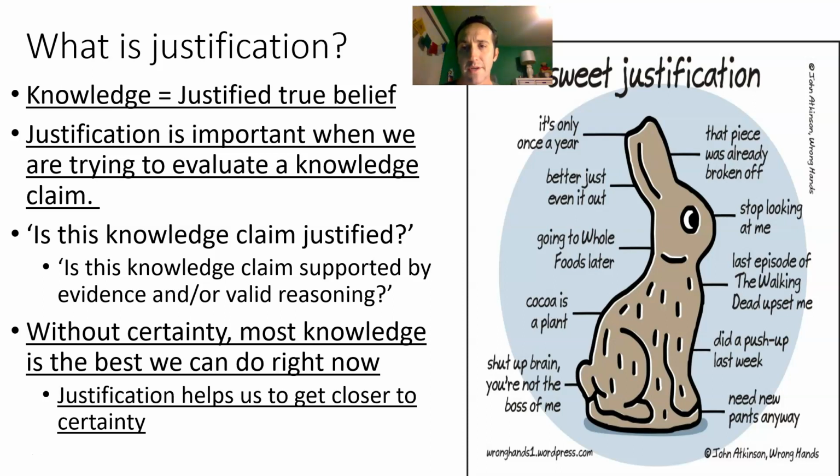We need to justify things when we're trying to evaluate a knowledge claim, kind of the base of all knowledge. And so we'd ask ourselves, is this knowledge claim justified? Is this knowledge claim supported by evidence or valid reasoning? Because without certainty, most knowledge is the best that we can do right now. Justification helps us get a little bit closer to that certainty so that we know it a little bit more clearly and we're just a little bit closer to the truth. And so we need to justify things to get a little bit closer.